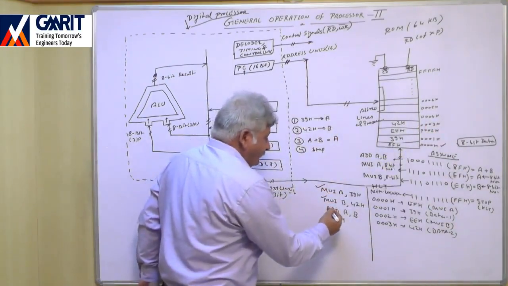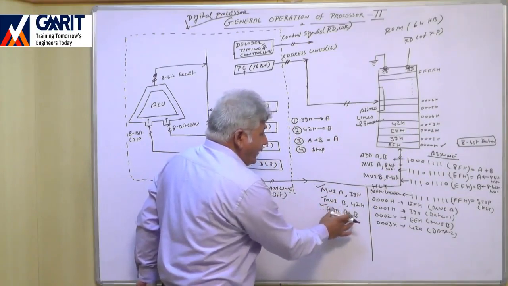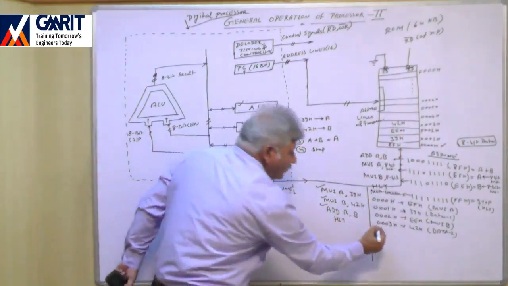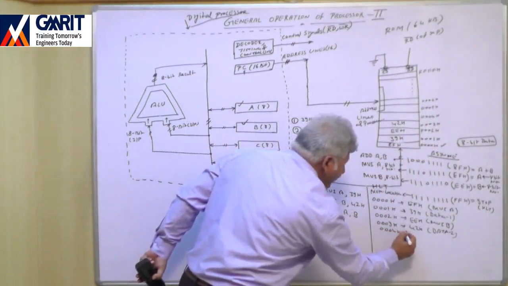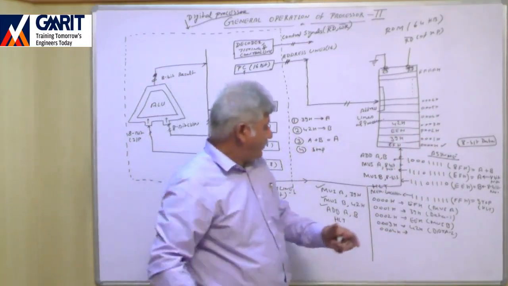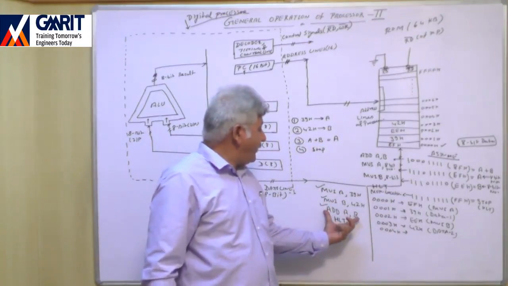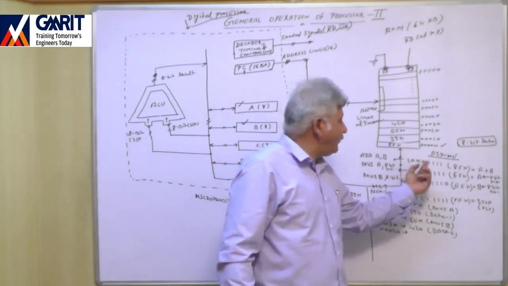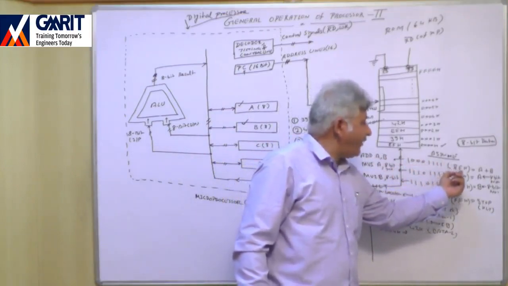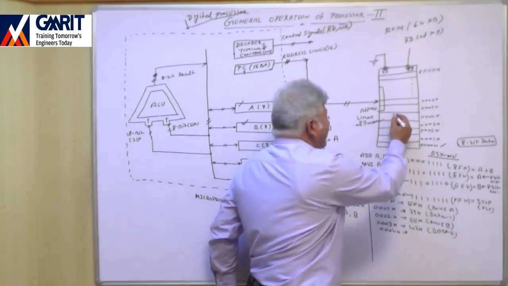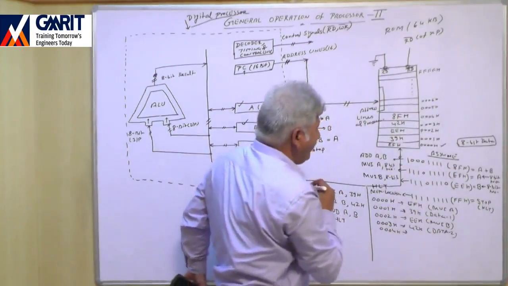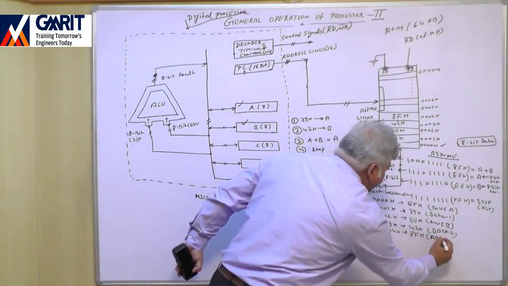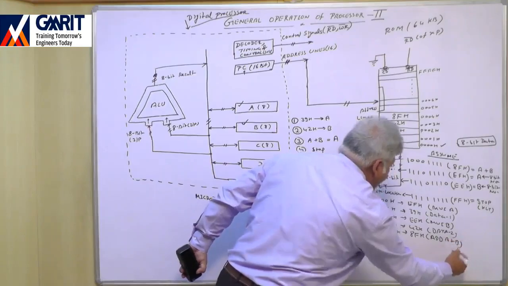Now after this, the next instruction is add A comma B. So add A comma B has to be loaded at location 0004H. At this location we have to load the binary pattern for add A comma B. For add A comma B, the binary pattern is 10001111, which is 8F in hexadecimal. So I will write 8FH here. The meaning is add A plus B.